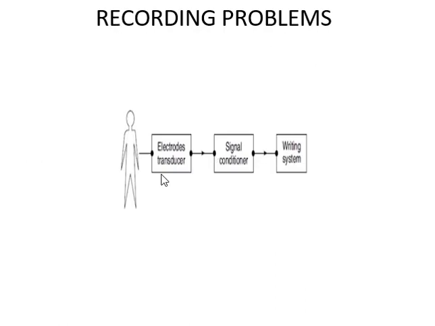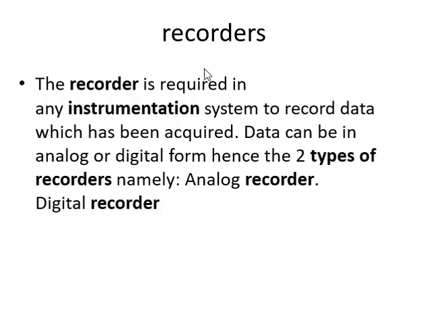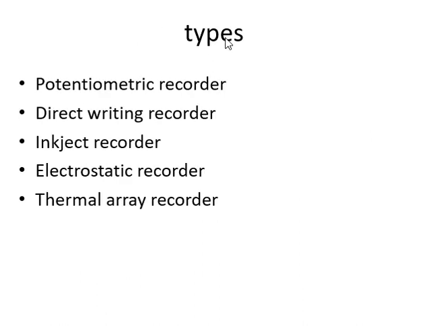This is the recording problems. And the next topic is recorders. The recorder is required in any instrument system to record data which has been acquired. Data can be analog or digital, hence the two types of recorder, namely analog recorder and digital recorder. These are the types of recorders: potentiometric recorders, direct writing recorders, inkjet recorders, electrostatic recorders, and thermal array recorders.